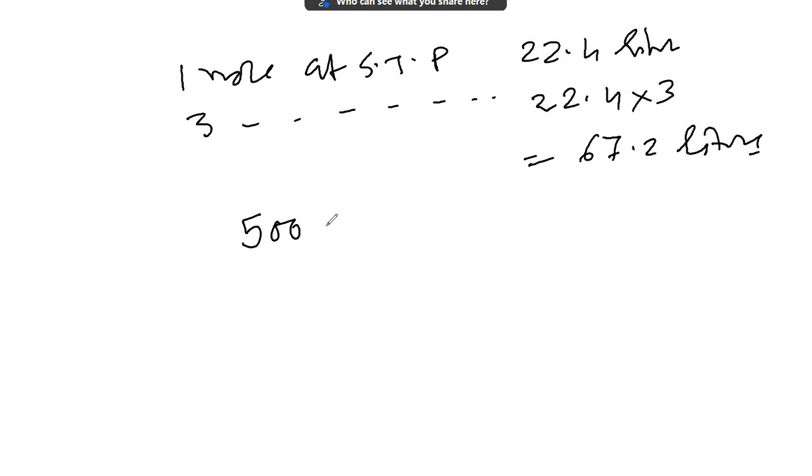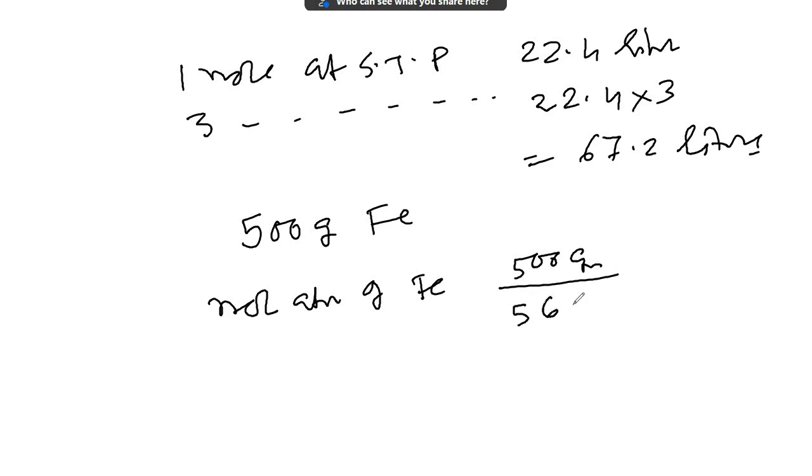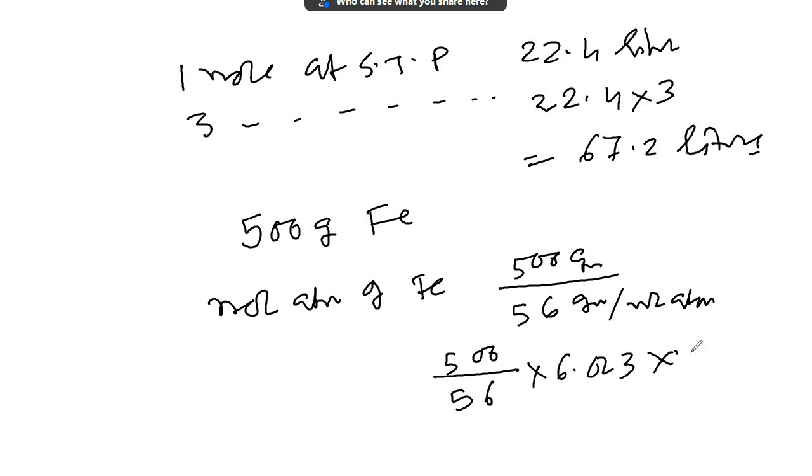In this it is given as 500 gram of Fe. The mole atom of Fe will be 500 gram by 56 gram per mole atom. When they are asking the atoms, 500 by 56 into Avogadro number gives you the number of atoms. This will be the number of Fe atoms present in 500 gram of Fe. First I find out the mole atom, then multiply by Avogadro number to get the atoms. Let us look at the next sum.